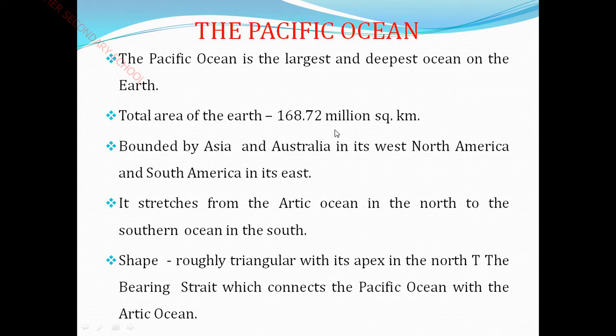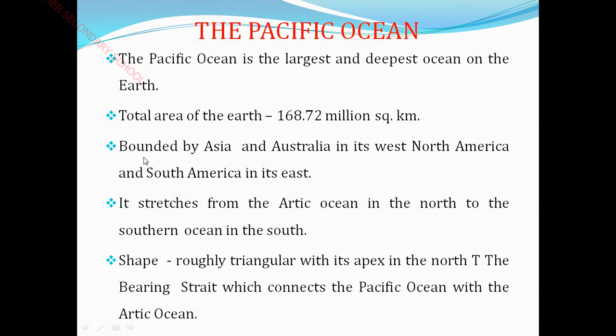It comes as the number 1 followed by 6 zeros, which is called a million. So like this, 168.72 million square kilometers is the total area covered by Earth. Okay, children?